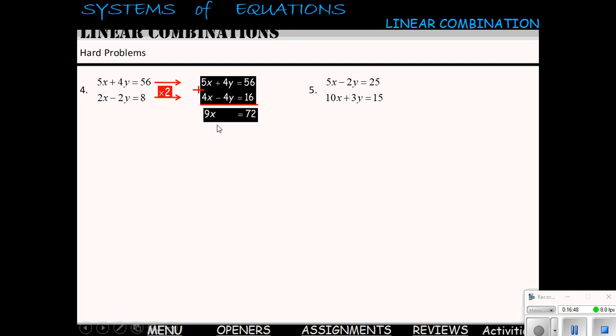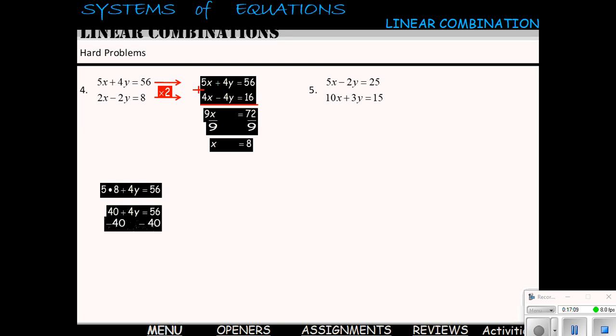5x plus 4x is 9x. 56 and 16 is 72. So 9x is equal to 72. Divide by 9, and we get x is equal to 8. Then, like every other problem, we have to plug 8 back in for x into one of the equations to see what y is. Take a second and do that now. Okay, if you do that correctly, y should turn out to be 4. So the solution to this system of equations is 8 comma 4.